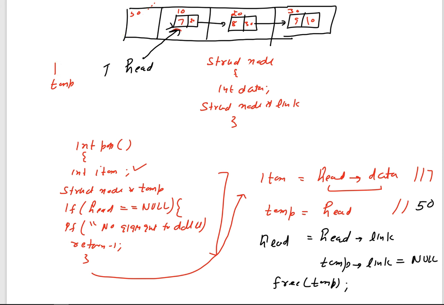So the new visualization for this will be like this. This is the new visualization we have. So this is how we have deleted one node from this particular linked list using the concept of stack as a data structure.